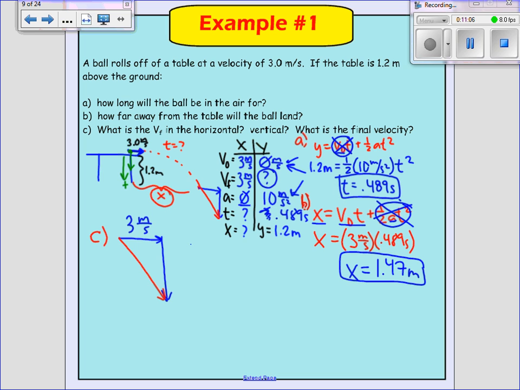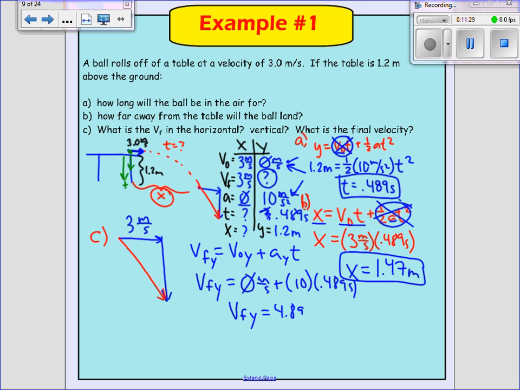So what I can do is use this equation right here. V final in the y is equal to V initial in the y plus acceleration in the y times t. The final velocity in the y is going to be equal to 0 as the initial velocity plus acceleration, which is 10, times the time of 0.489 seconds. My final velocity in the y direction is 4.89 meters per second. So I've got my x velocity over here is 3 meters per second. I've got my y velocity is 4.89, and that's going to be this side.